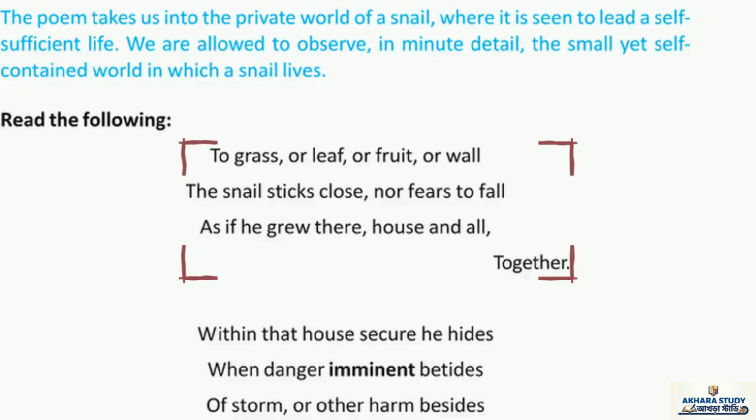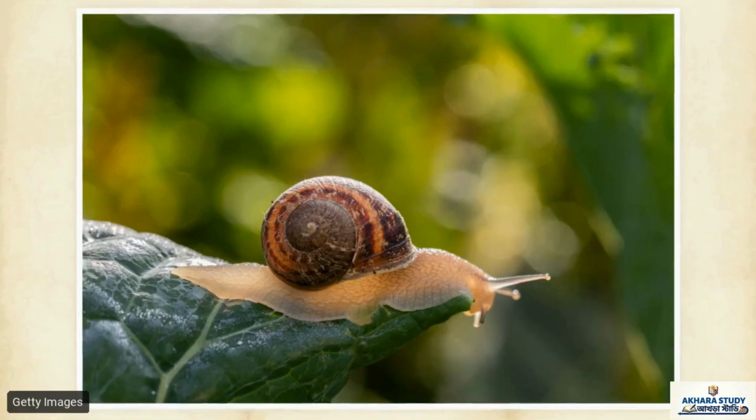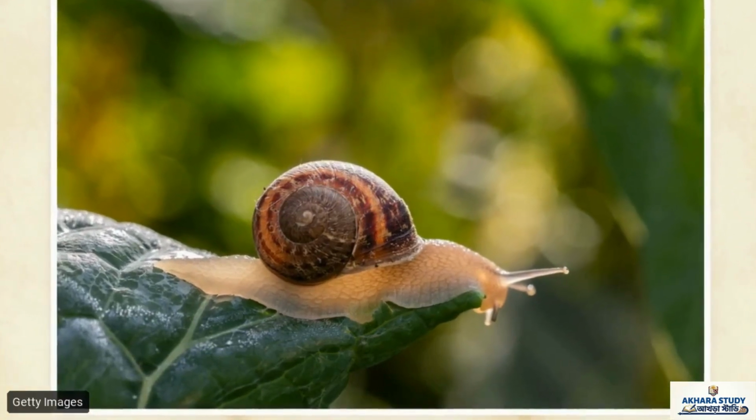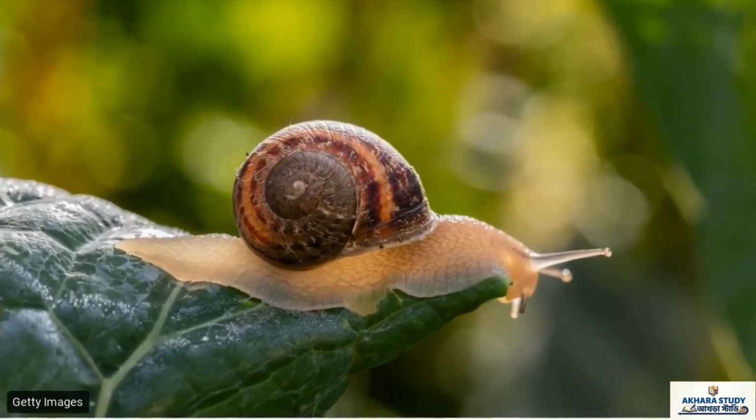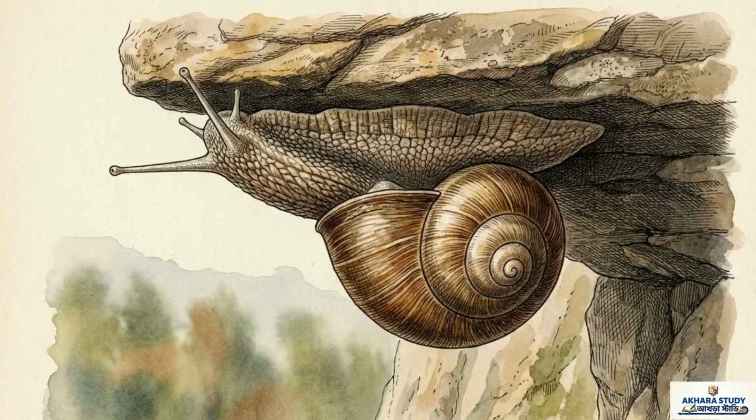Let's look at the first stanza. To grass or leaf or fruit or wall, the snail sticks close, nor fears to fall, as if he grew there, house and all, together. Notice the distinct environments. Whether on grass, leaf, fruit, or wall, it adapts perfectly. Look at the physical reality of this grip. The snail anchors its body so firmly to these surfaces that gravity seems to lose its effect. Even hanging completely upside down over a sheer drop, the snail experiences zero fear of falling.